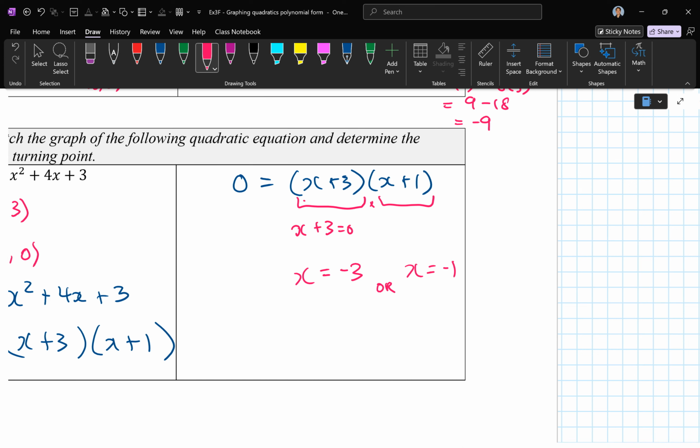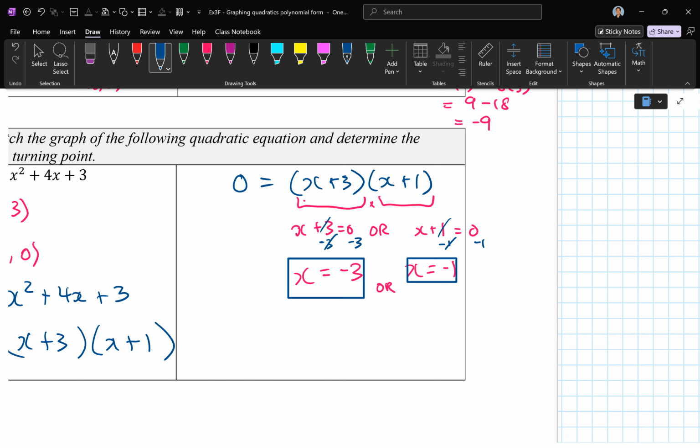So it could be x plus 3 or it could be x plus 1. You solve for it. Minus 3 on both sides, that's how Luke got negative 3. And then same thing, minus 1 on both sides, that's how Luke got negative 1. So minus 3, minus 3, minus 1, minus 1. And that's how we get x equals negative 3 or negative 1.